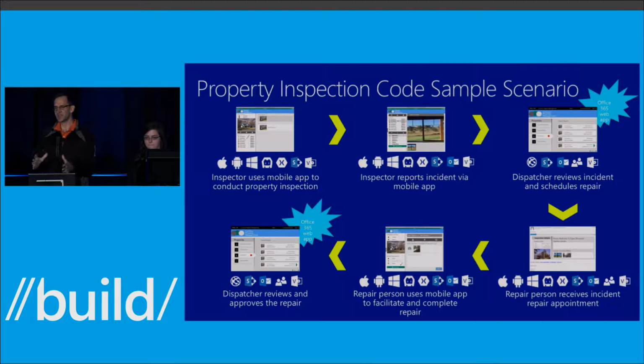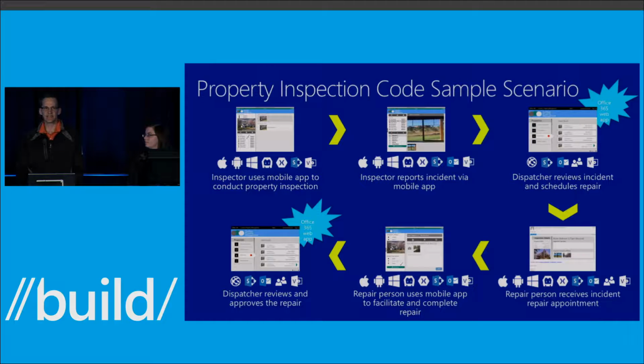But the scenario starts out that an inspector uses one of these mobile apps. And he goes to a property and he conducts an inspection. He uses a mobile app to take some pictures, record some notes about that inspection, and he submits that into the Office 365 services and places to store data. Then, this is where our Office 365 web app comes into play.